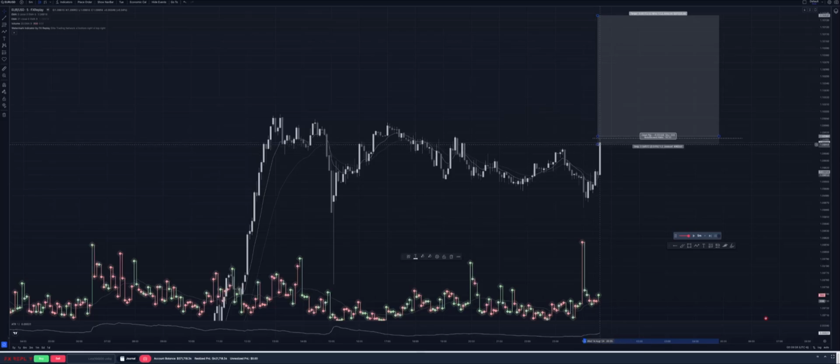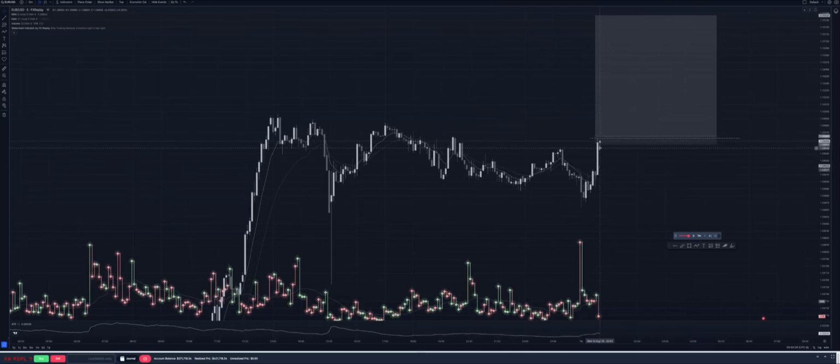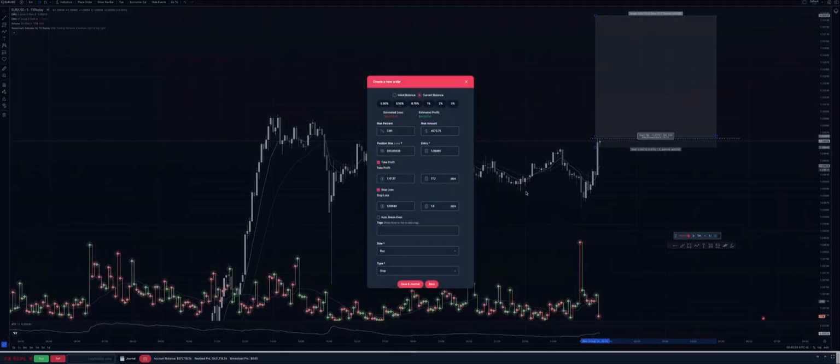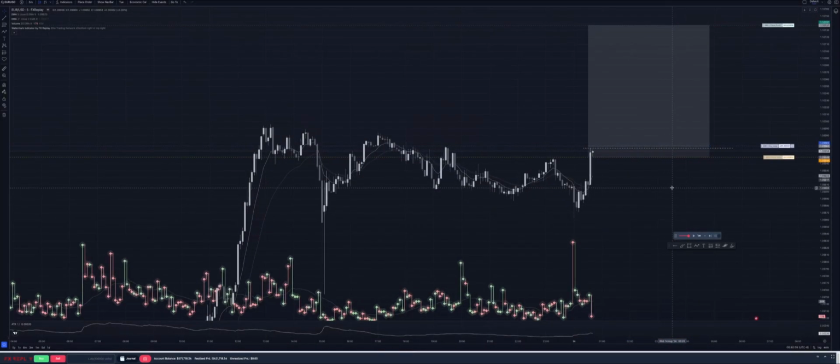Low, ATR is 0.2. So we could do maybe somewhere around here. I'm going to see where the next candle opens up at. And it opens up just about here, which lines up pretty closely with our ATR. So we'll set up an entry like that.